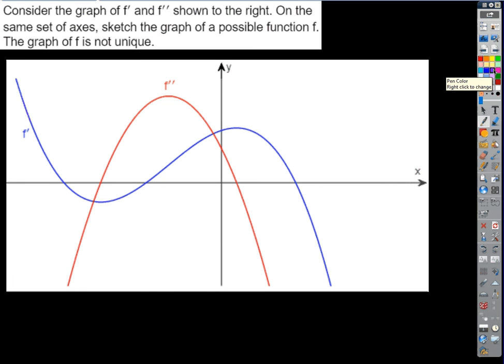Okay, are there some places on the blue graph that we can use to sort of pinpoint some important points on the graph of f? Okay, so here's a suggestion: how about the point right here where we have a horizontal tangent? Okay, the horizontal tangent, what does that correspond to on the red graph?